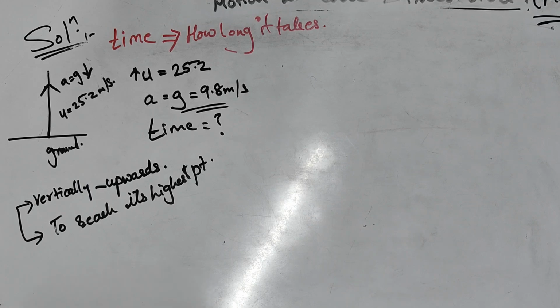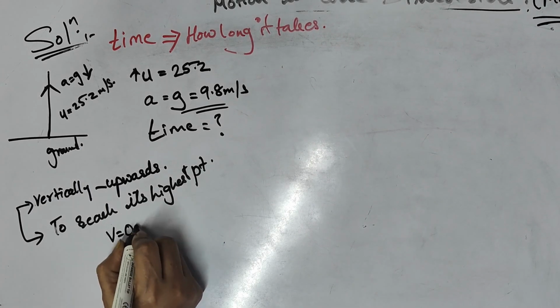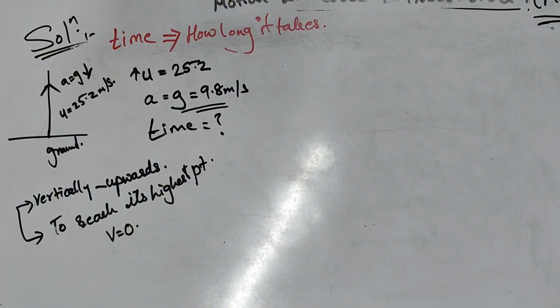So whenever a body reaches its highest point in a vertical motion, then we have one quantity given, and that is v is equal to 0. It is always that, because when it reaches the highest point it has to come back, because at the highest point the final velocity, that is v, becomes 0 for a ball to come back down.